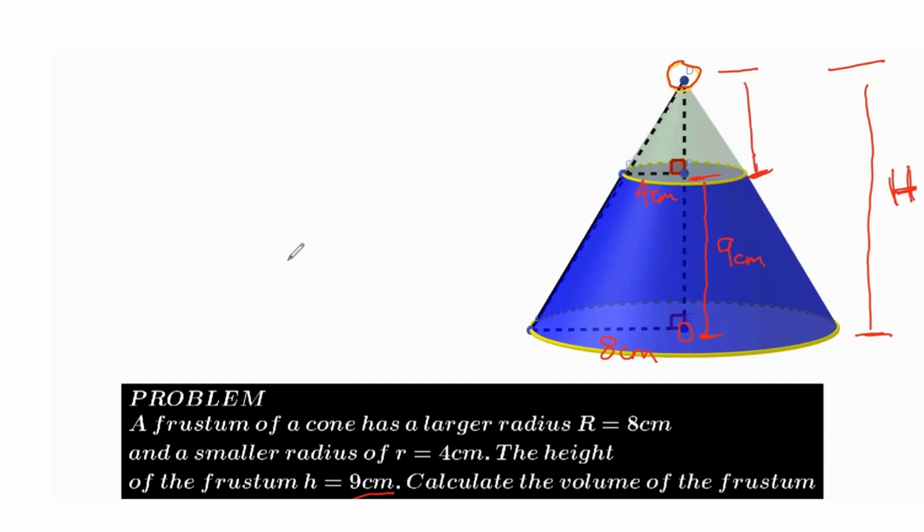So the height of the small cone is going to be the height of the big cone minus the height of the frustum. So now we are going to use similarity of triangles. So we bring out what we have here.